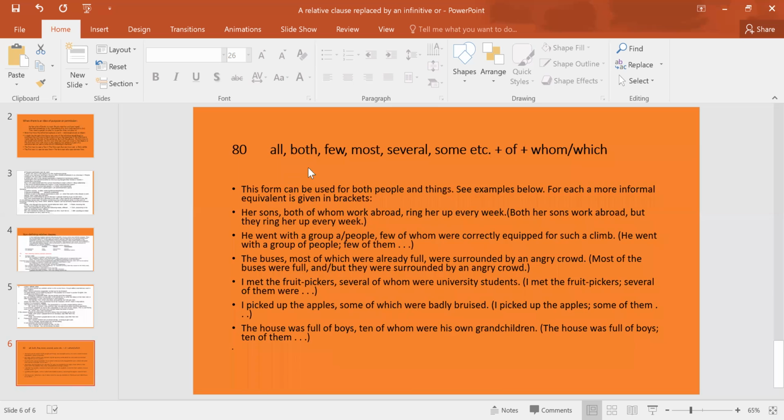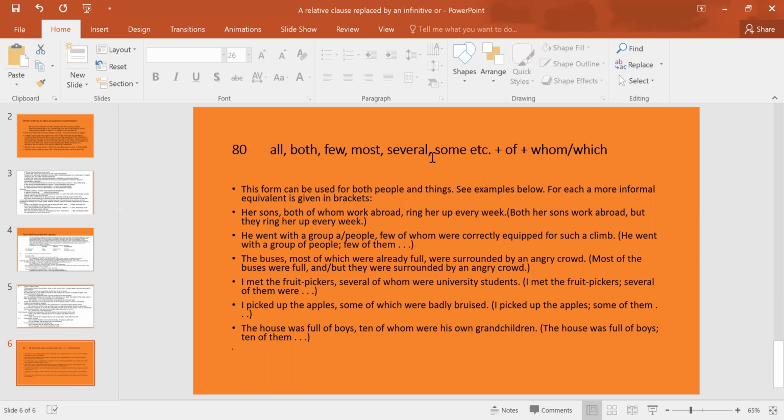This is the last slide for today's lecture. All, both, few, most, several, some, etc., plus of, plus whom or which. So you can also find this structure in non-defining relative clauses as well. This form can be used for both people and things. See examples below. For each, a more informal equivalent is given in brackets. Here are the examples of this structure.